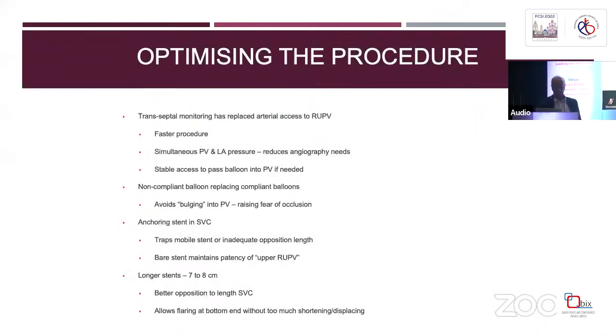As I mentioned, just to summarize, transseptal puncture and monitoring of the right upper pulmonary vein has really helped and made the procedure much more reliable. Non-compliant balloons replace the compliant balloons because that avoids bulging. Anchoring stent in SVC is very important, and the longer length of the stent is also important.